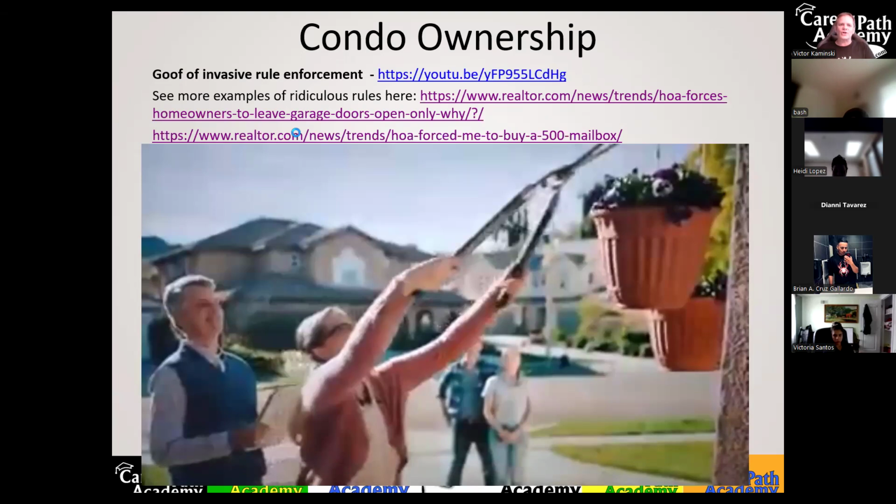Man battles his HOA for 7 years over a $500 mailbox. The guy just bought and built a pretty new mailbox for himself. But then the HOA voted that everybody's got to have the same mailbox, and they voted to get these gaudy mailboxes put in at a cost of $500 each to each homeowner. On principle, the guy said, no, I'm not doing that. I just built a brand new mailbox.